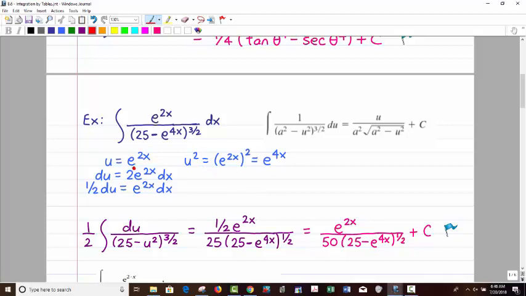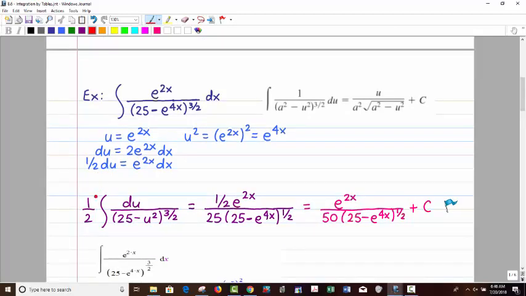And then the derivative of e to the 2x would be 2e to the 2x. So you have 1/2 du equals e to the 2x dx. And there's where your e to the 2x is coming from up here. Even though it says from the 1, that's coming from your du. So we have a half that we have to include into this because of that du. So now we can say that we have 1 half du equals 25 minus u squared to the 3 halves.